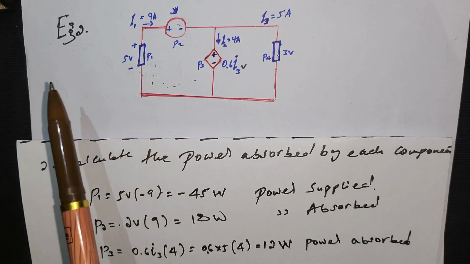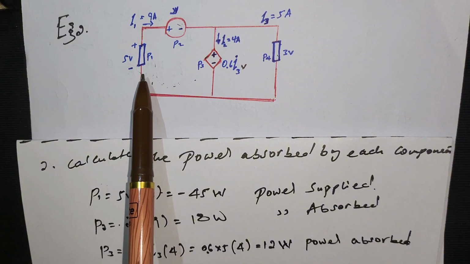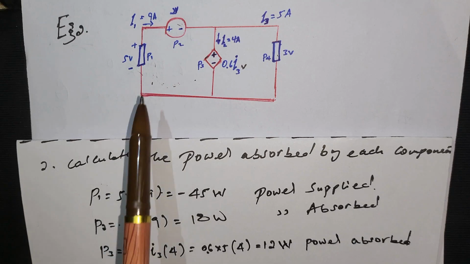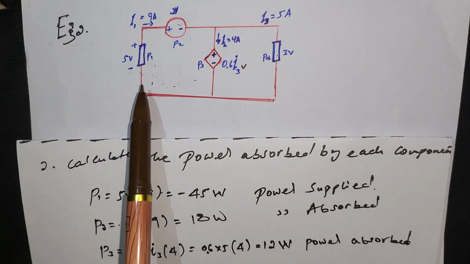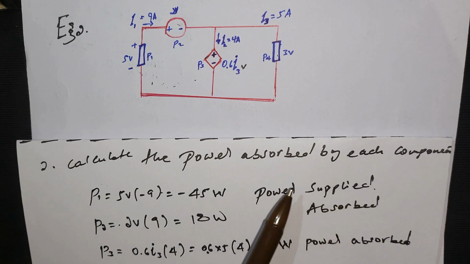The voltage is given by 5 volt. The current would be negative on this. From sign convention, the power on this component will be 5 volt times minus 9 ampere. So this will be minus 45 watt, meaning 45 watt of power is supplied by this component.